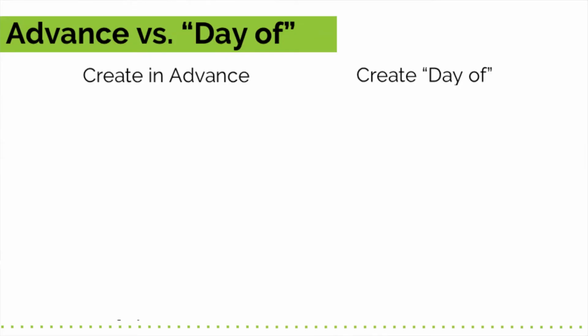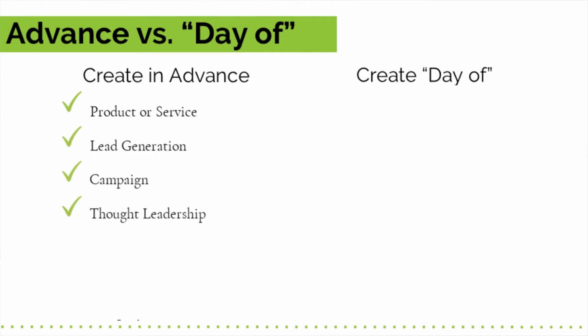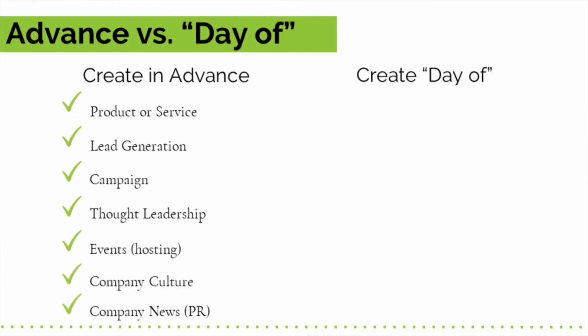Now we've seen these 8 categories divided by self-promotion versus trust building, but it's important to also look at these categories from the perspective of what you should create in advance versus what you should plan to post the day of. You can create nearly all of the categories in advance: product or service, lead generation, campaign, thought leadership, event posts for the ones that you're hosting, company culture, and company news if you have a press release that you know is scheduled for later that month.